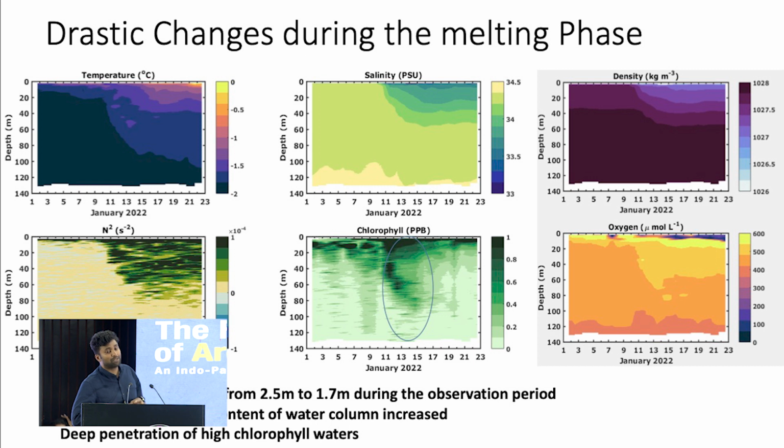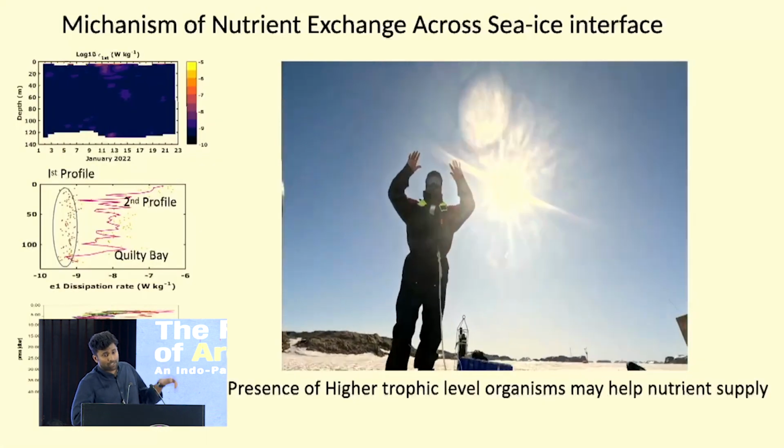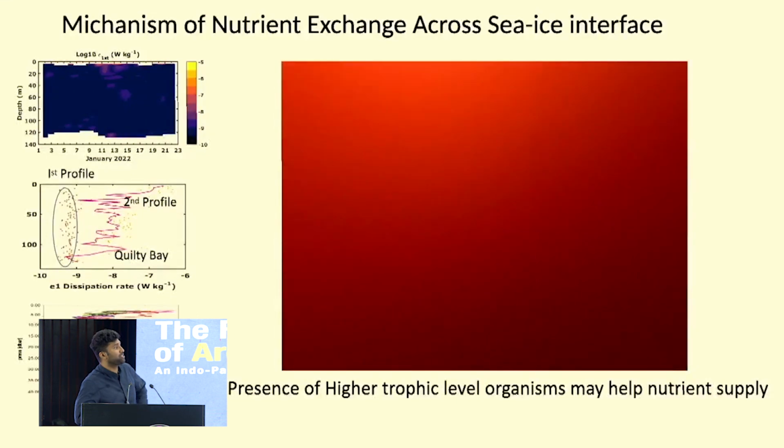But there are times when the high chlorophyll water, or high biomass water, is penetrating all the way to ocean depths, and that we need to discuss because there is no light there. So this is how we measure the ocean turbulence.